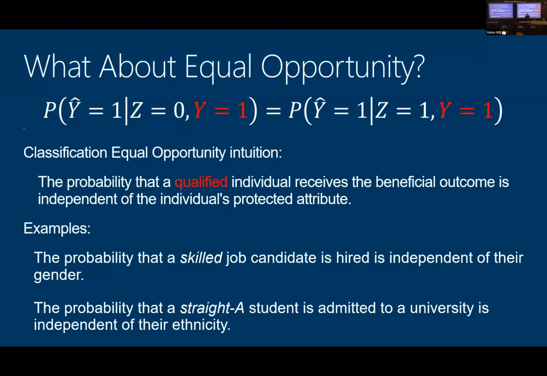So we thought, okay, what do things like equal opportunity mean? The standard philosophy is we want to ensure that qualified individuals are treated fairly. What are some examples of the sorts of things people mean when they have qualified people, right? Well, maybe if I have skilled job candidates, I want their hiring to be independent of what group they're from. Or if I have some straight A student, again, maybe I want their probability of admission to be independent of some particular demographic group. Right?